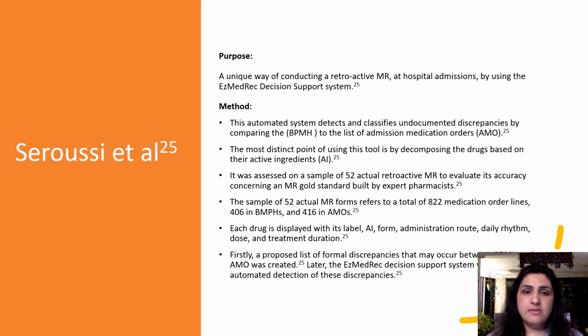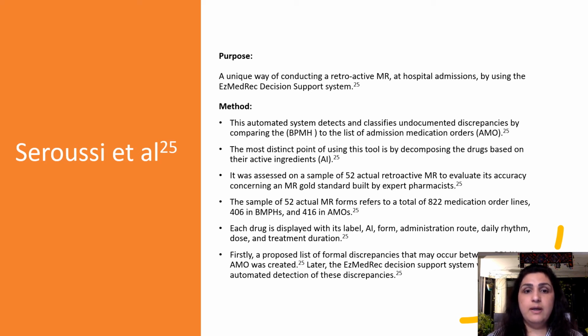This automated system detects and classifies the undocumented discrepancies by comparing the best possible medication history to the list of the admission medication orders. The most distinct point of using this tool is that the drugs are decomposed based on their active ingredients. It was assessed on a sample of 52 actual retroactive medication reconciliations to evaluate its accuracy concerning the NMR gold standard built by expert pharmacists.